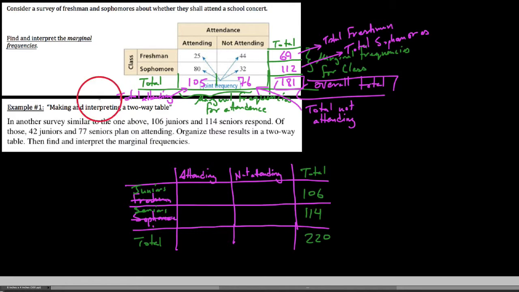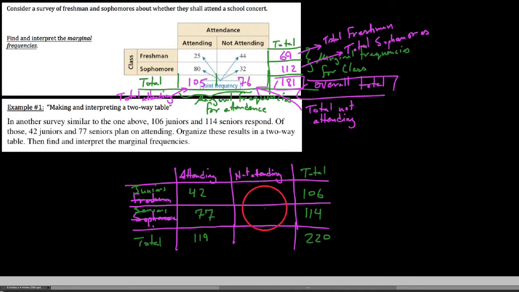So now, let's go ahead and look at what we have here. It says of those, 42 juniors and 77 seniors plan on attending. So with respect to our attending column, we have 42 juniors that are going to attend and 77 seniors that are also going to attend. So what we could do is find our marginal frequencies down here. By summing our columns, we would say that 2 plus 7 is 9, 4 plus 7 is 11. So we get 119 here.